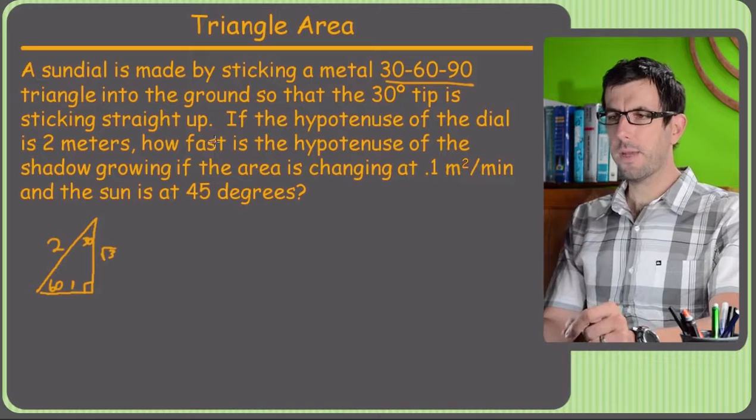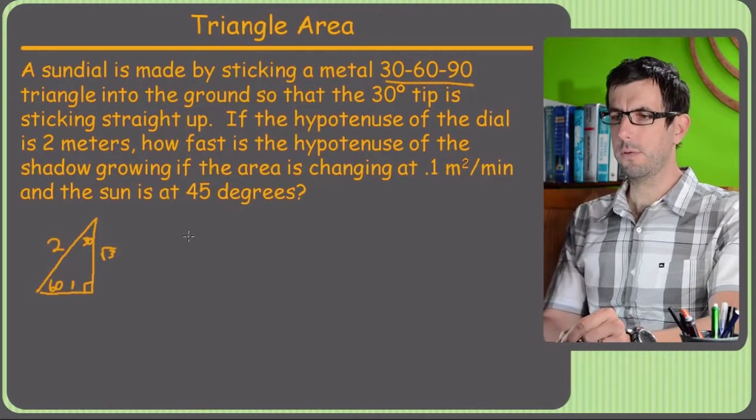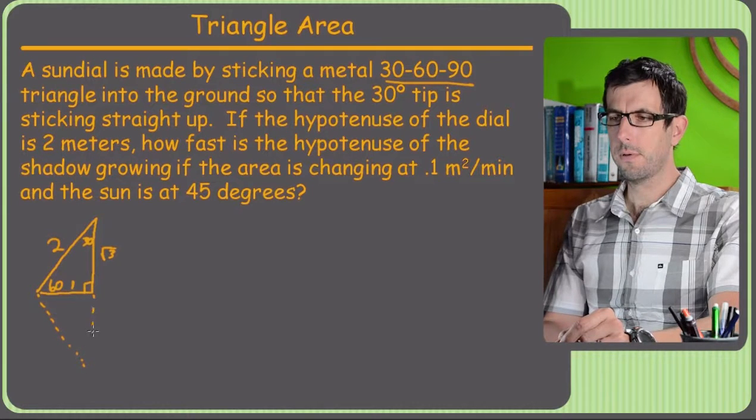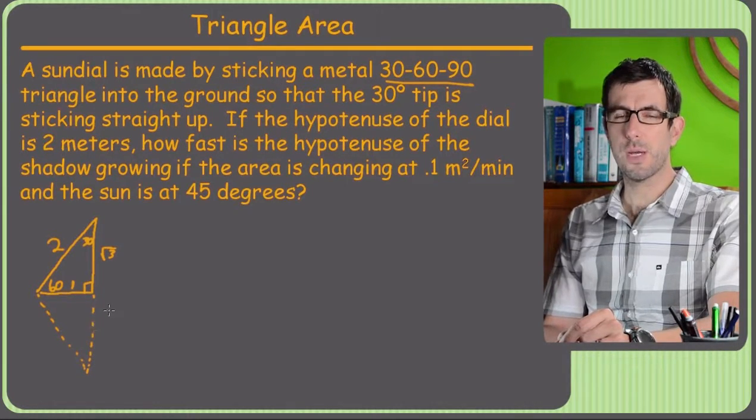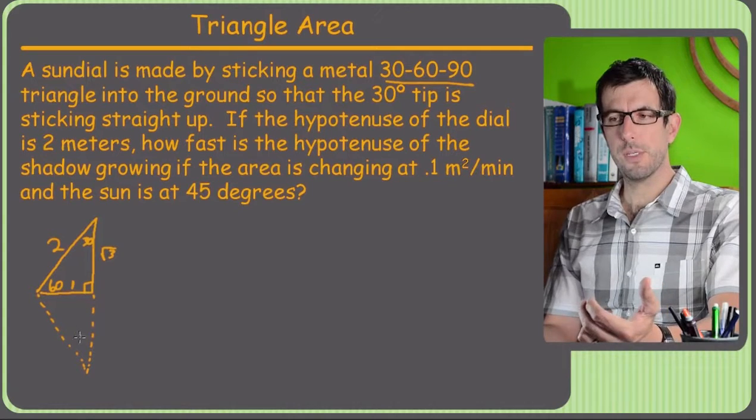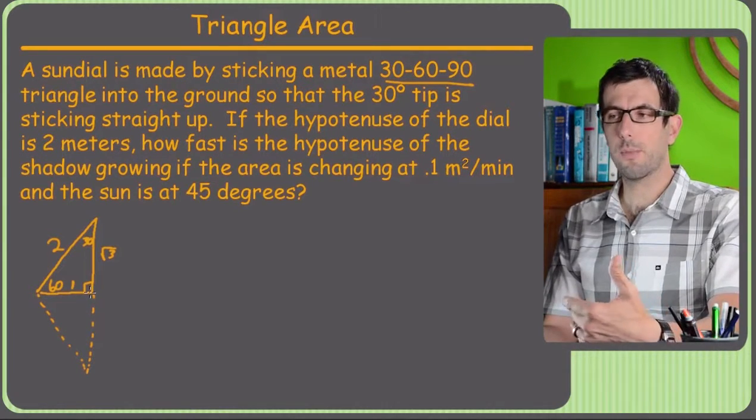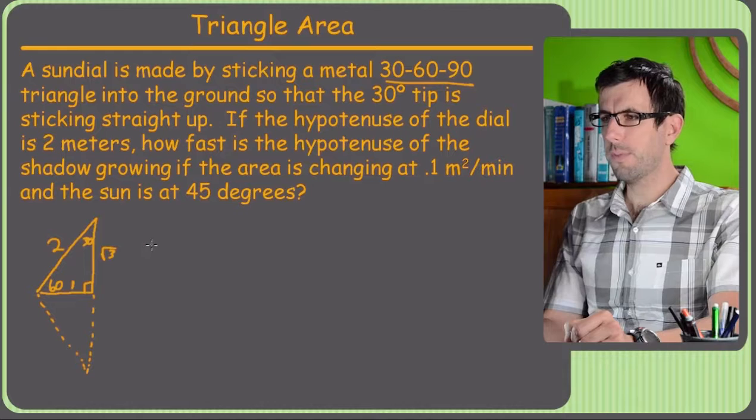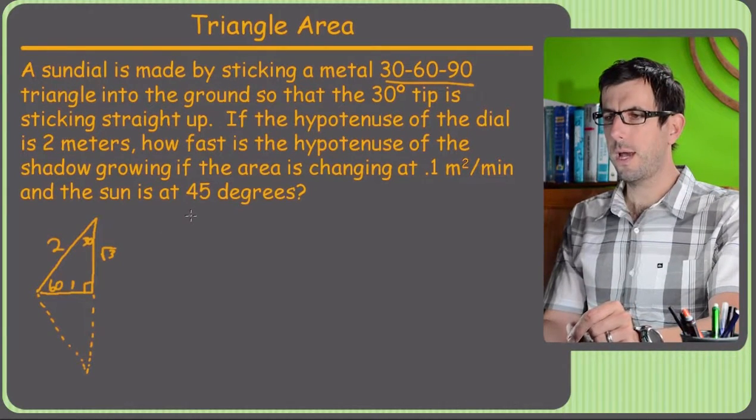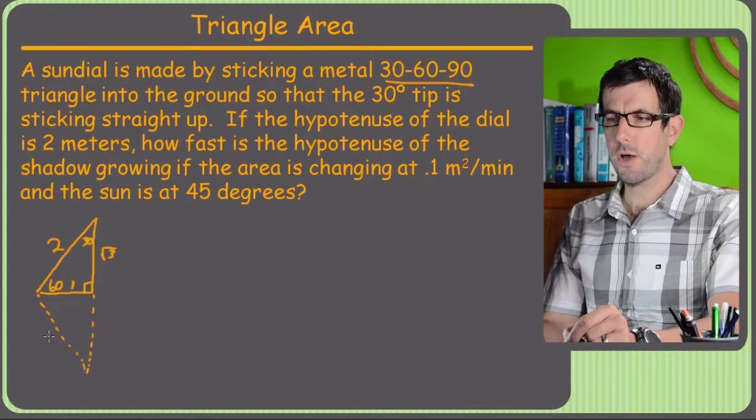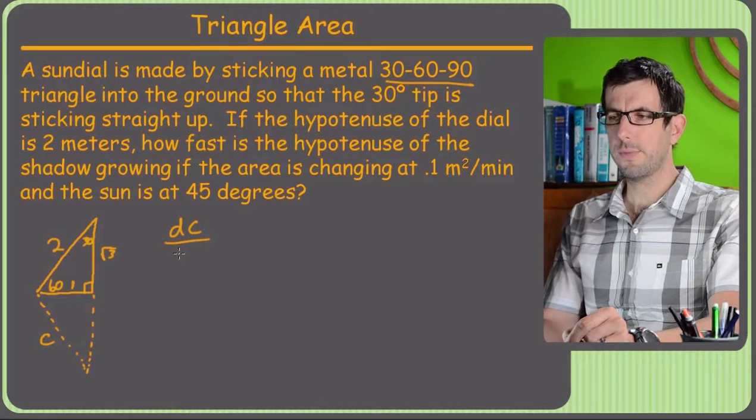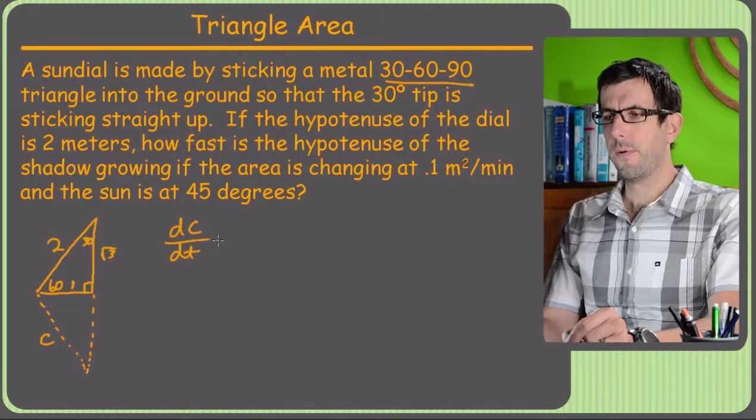How fast is the hypotenuse of the shadow growing? Whoa, so the shadow. We don't know how big the shadow is, right? If it was close to noontime, it'd be a really small shadow. If it was late in the evening, the shadow could be enormous. So we're not sure about the angles or anything on that. If the hypotenuse of the dial is 2 meters, how fast is the hypotenuse of the shadow changing? Let's just call that c, because the Pythagorean theorem has a c in it. So dc dt. We're wondering how fast is that growing?